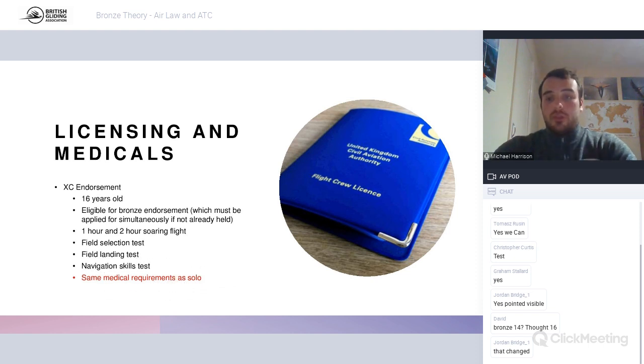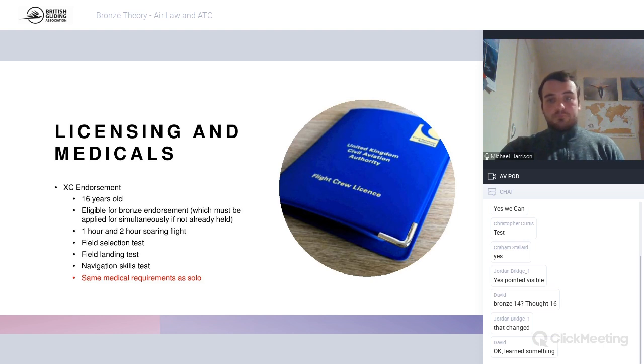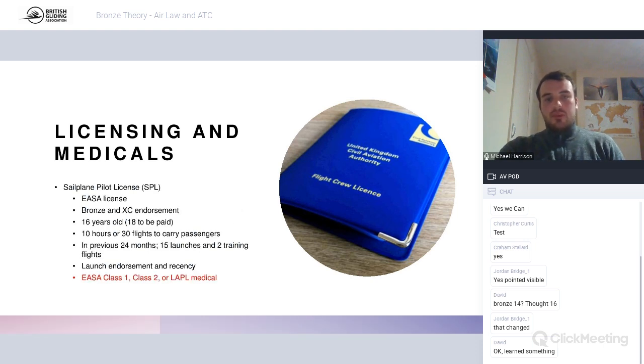And it's once you've got a bronze and cross-country endorsement that you are considered to be the equivalent of a qualified pilot. So that's what then lets you apply for a sailplane pilot's license, which is the EASA license. Now, when you want to apply for a sailplane pilot's license, that's when the medical requirements change, because you're not allowed to self-declare anymore. Instead, you need to have an EASA medical.